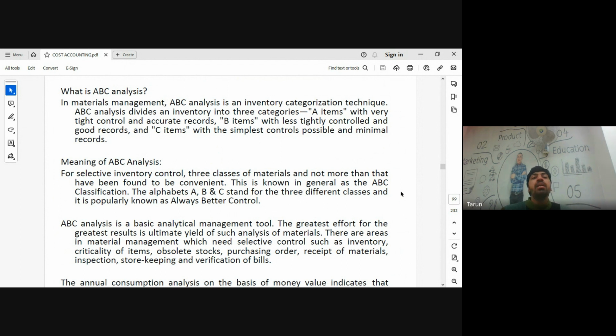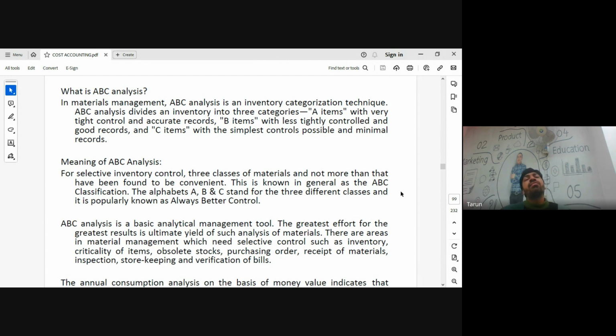C items. This technique is mainly used to manage materials. In case of material management, this analysis will be utilized. Or in other words, the ABC analysis technique will be applied to classify or distinguish the items into categories, that is A, B, and C.